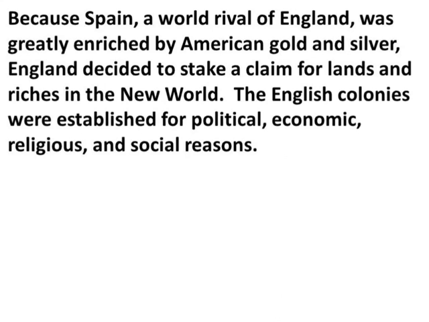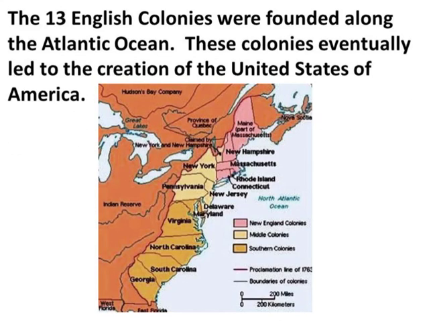Because Spain, a world rival of England, was greatly enriched by American gold and silver, England decided to stake a claim for lands and riches in the New World. The English colonies were established for political, economic, religious, and social reasons. The 13 English colonies were founded along the Atlantic Ocean. These colonies eventually led to the creation of the United States of America. And this will be the first thing we'll be talking about here in a short period of time, the founding of the original 13 English colonies along the Atlantic coastline.